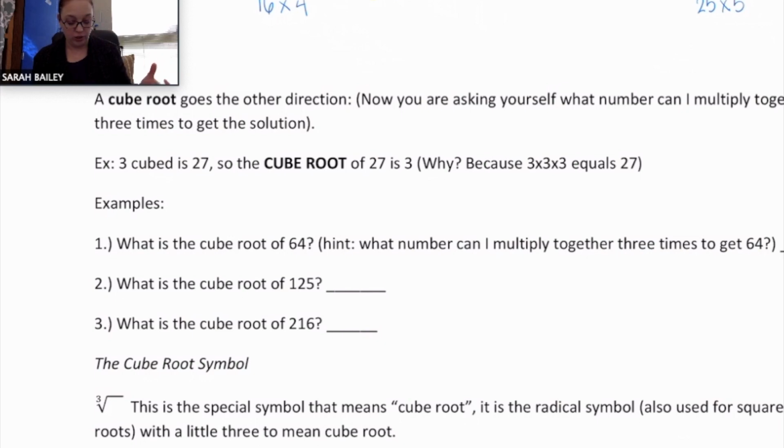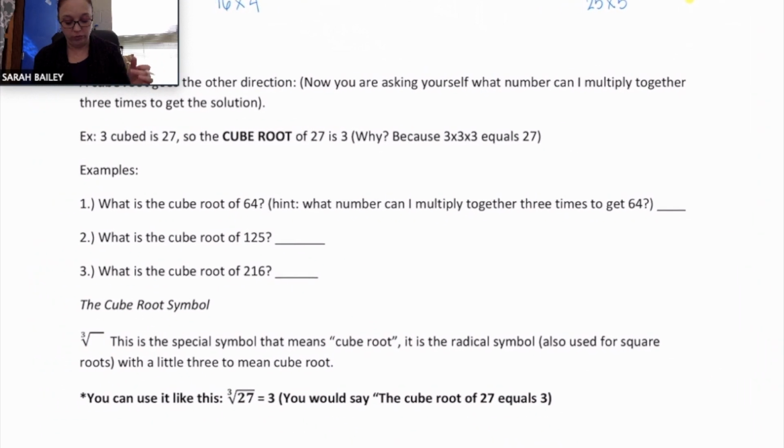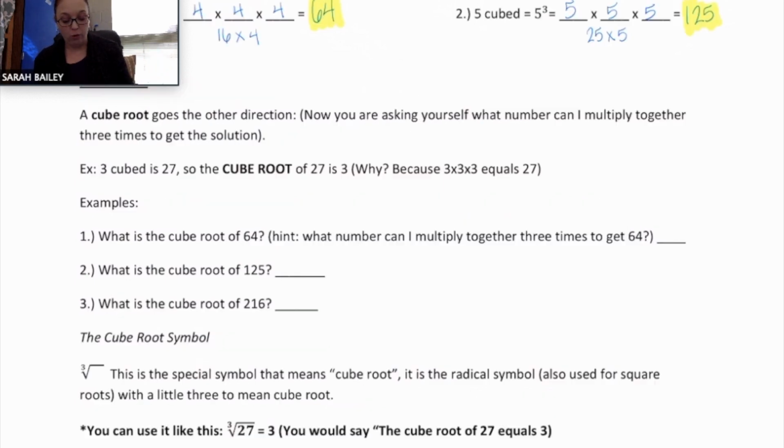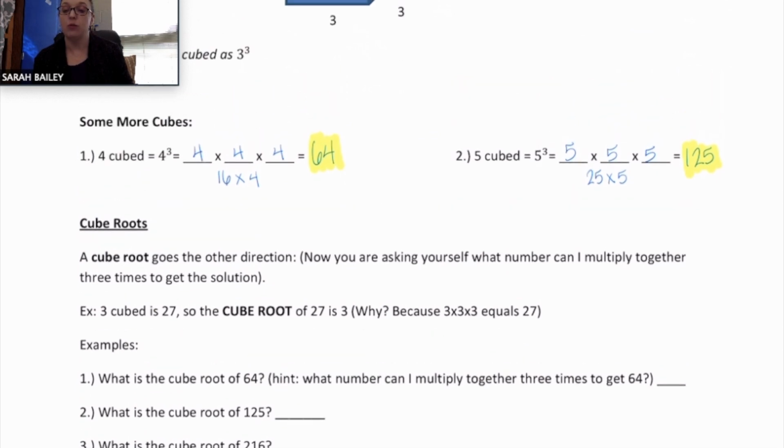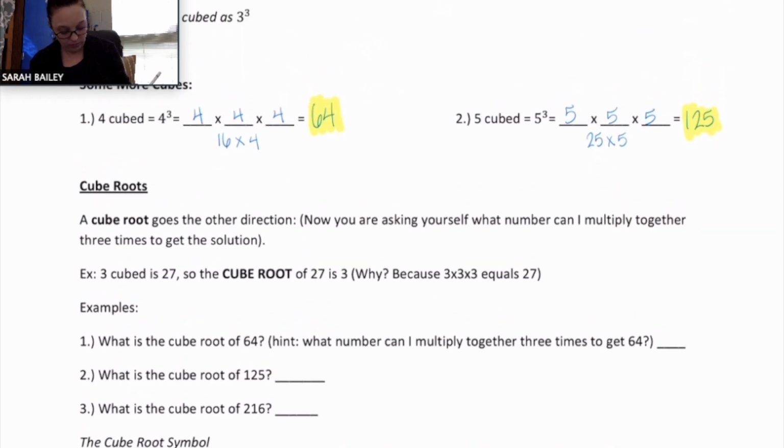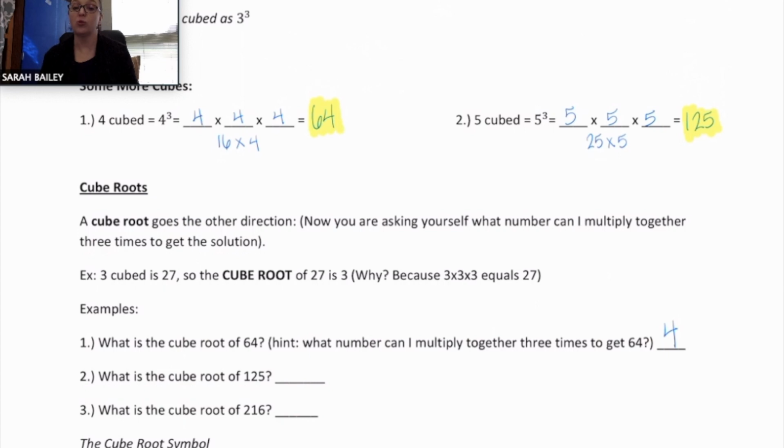So let's look at some examples. What is the cube root of 64? Meaning what number multiplied together by itself 3 times gave us 64? Well, we saw that right up here in this example, 4. What about the cube root of 125? We just did that one too, so that's going to be 5. What is the cube root of 216? What number times itself 3 times is 216?